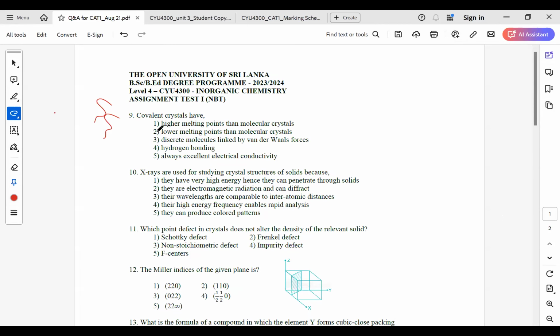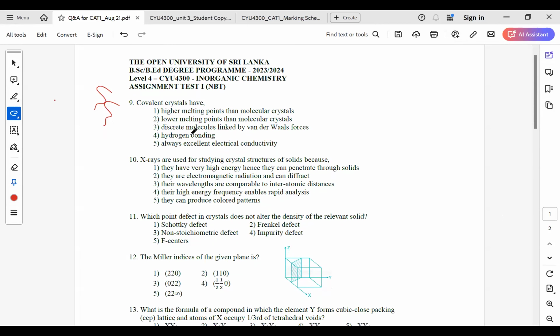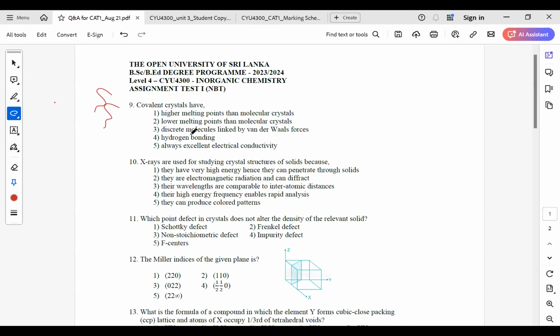Okay. Now, this is the last year CAT. Last year, it was somewhat different. We had both MCQs and structured questions. But this time, as I mentioned during the last day school, we will only have MCQs: 20 MCQs, 10 from Unit 3, 10 from Unit 1. Okay? All right. So, here, the first one. Now, you guys have to answer these questions. We will discuss it together.